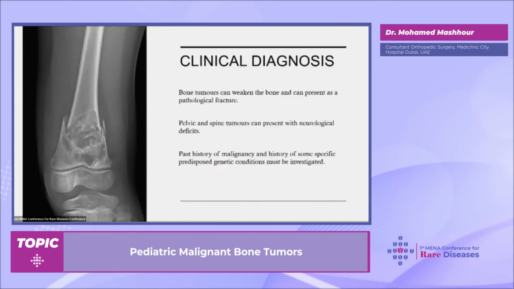They can present with pathological fracture, where the tumor weakens the bone. And what is the definition of pathological fracture? It's a fracture that occurs without any substantial trauma or physical effort, where the bone cannot withstand the normal physiological load it is used to bearing. Then it breaks, it fails.